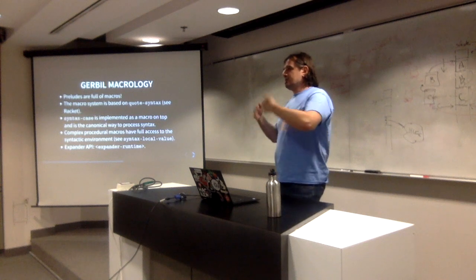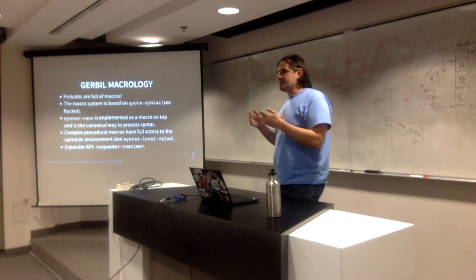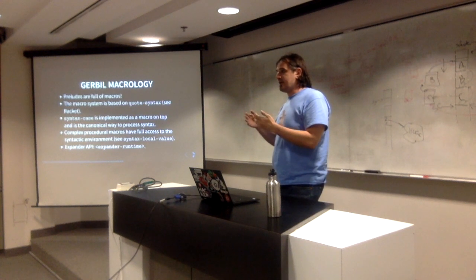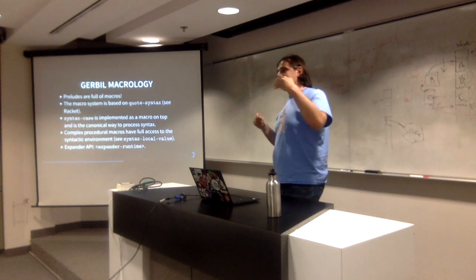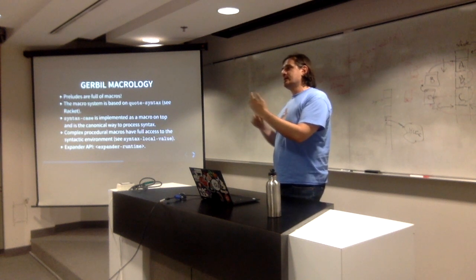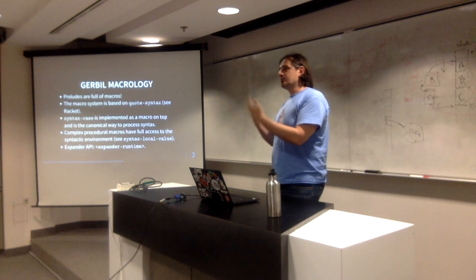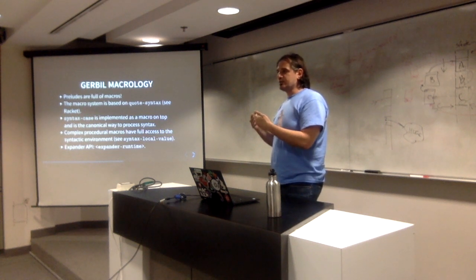The whole essence of the macro system is that when you're running code in complex procedural macros, you can access the syntactic environment through the expander API. You have things like syntax-local-value, and you can look up in the syntactic context what the binding for a particular object is, so that you can pass information between macros.